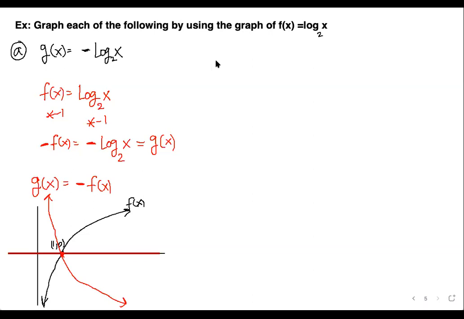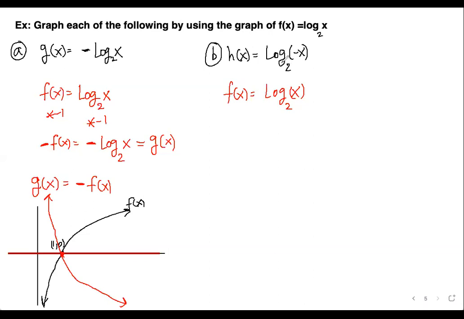Okay, part number 2. The question is: graph the function h of x equal the logarithm of minus x to the base 2. Okay, how can I graph something like this? First of all, I have to write the original function, f of x equal the logarithm of x to the base 2. I have to modify this function. What should I do now to make it similar to h of x?